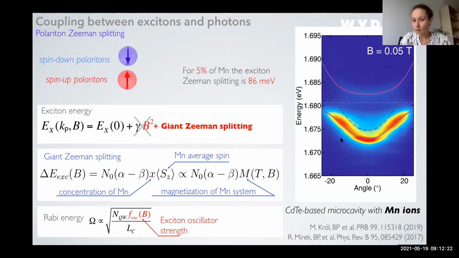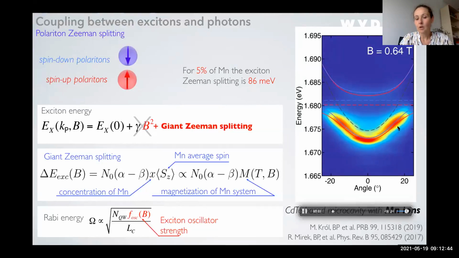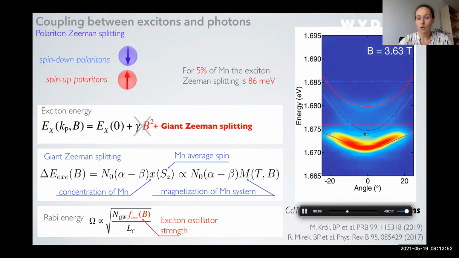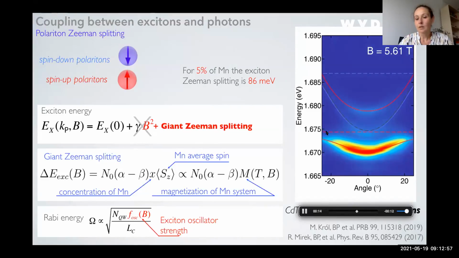So now let me show you the photoluminescence spectra of the lower polariton branch and upper polariton branch from the cadmium telluride microcavity with manganese ions inside. So this is the almost zero magnetic field spectrum. But now I will play a movie when I turn on the magnetic field. And what you will see is that already at a very, very small magnetic field, the lower polariton branch splits. So we have the sigma minus branch that shifts up and the sigma plus branch that shifts down. Okay, so here you can trace how uncoupled exciton modes are split.